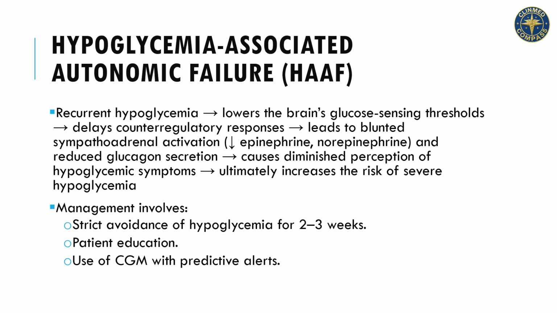In hypoglycemia-associated autonomic failure, recurrent hypoglycemia progressively resets the brain's glucose sensing threshold. This results in delayed counter-regulatory responses, which are reduced activation of the sympathoadrenal system, leading to decreased epinephrine and norepinephrine release, reduced glucagon secretion from the pancreatic alpha cells. All these result in blunted perception of hypoglycemic symptoms. Ultimately, this places patients at a markedly increased risk of severe hypoglycemia. Management strategies include strict avoidance of hypoglycemia for about 2 to 3 weeks, patient education, and the use of continuous glucose monitoring with predictive alerts.